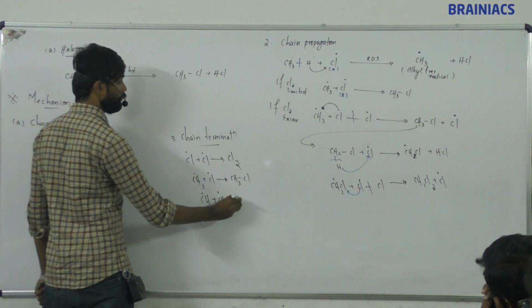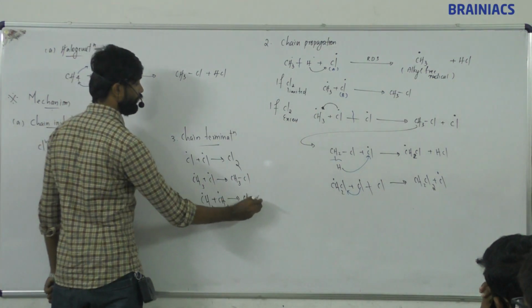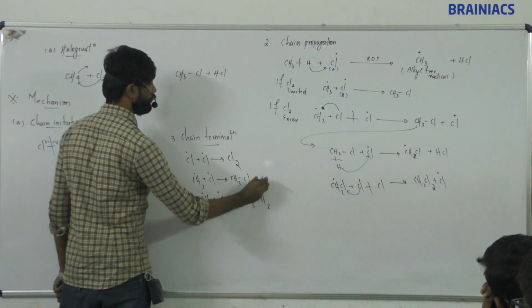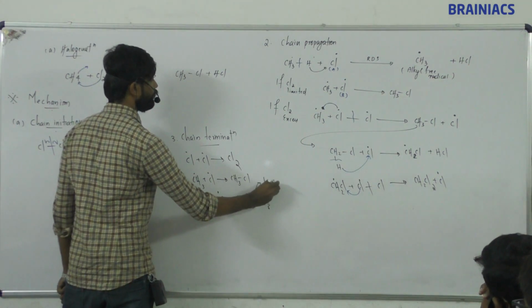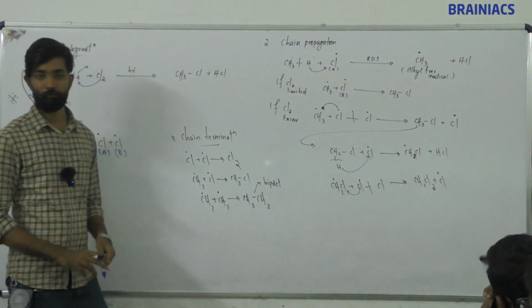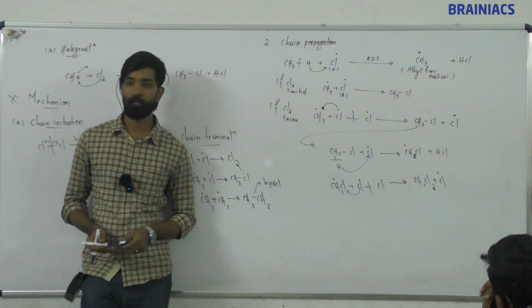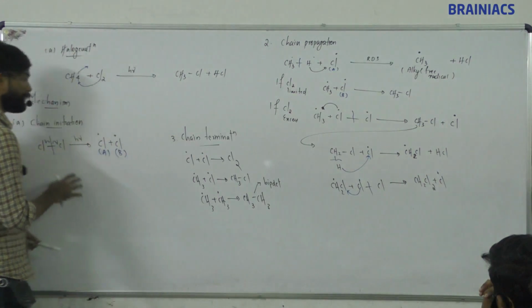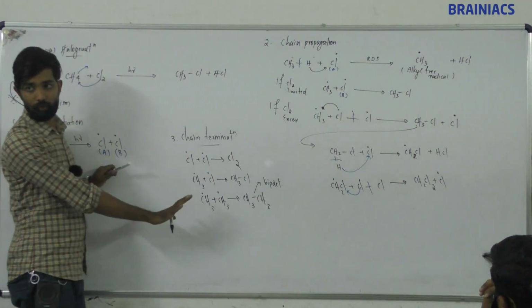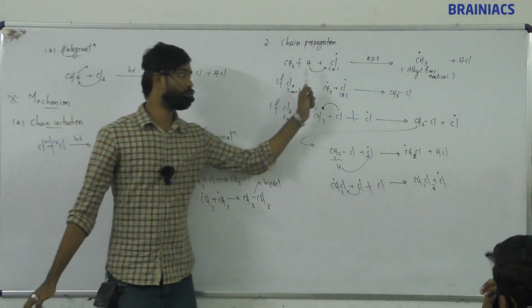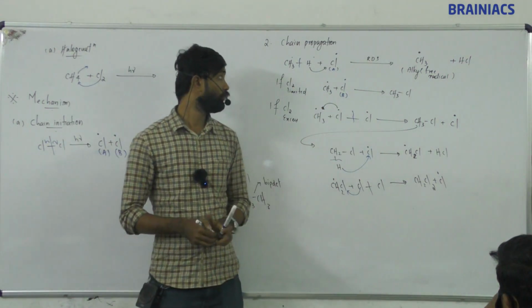Two methyl free radicals combining, so ethane may be formed. There is a chance of forming ethane as a byproduct, and this is said to be chain termination. Chain initiation is very easy. In the case of chain propagation, that you have to look at.